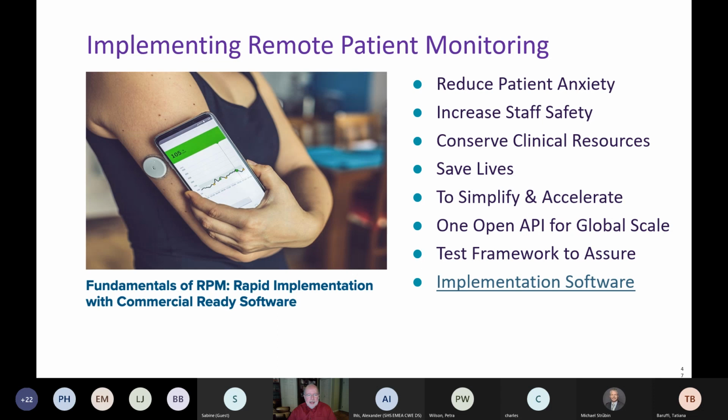And so what we're trying to say is, at the end of the day, what this does for you is it reduces patient's anxiety because you can do this monitoring at home. You can do the monitoring, for example, in the hospital, so the staff remains safe during a pandemic. You conserve those resources for people that really need them. And it really has the potential to save a number of lives. And with this software, it makes it a lot more simple and a lot quicker to implement those guidelines.